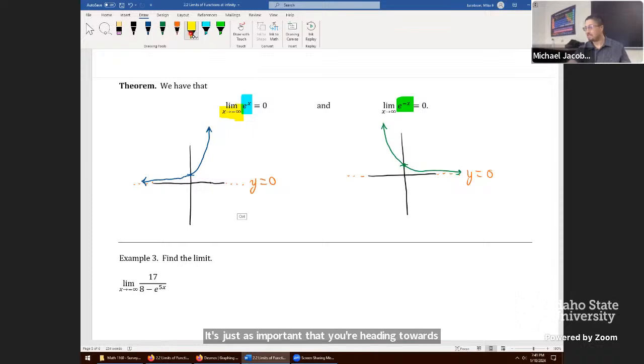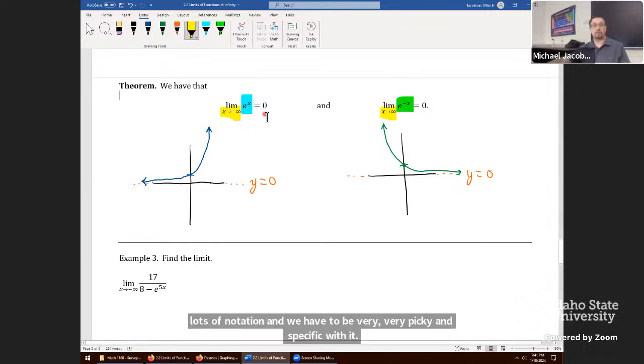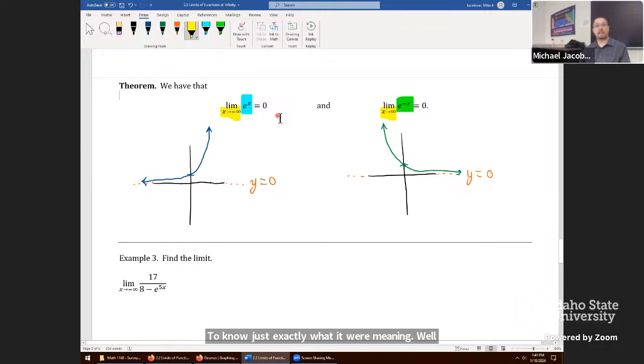Well, let me try again. It's just as important that you're heading towards negative infinity on that one and positive infinity on that one. So all these symbols and decorations on the limit structure matter quite a lot. That's what makes calculus tricky to jump in. There's lots of notation, and we have to be very, very picky and specific with it to know just exactly what we're meaning. Well, any questions at all, folks, with these two graphs before we give this a try?